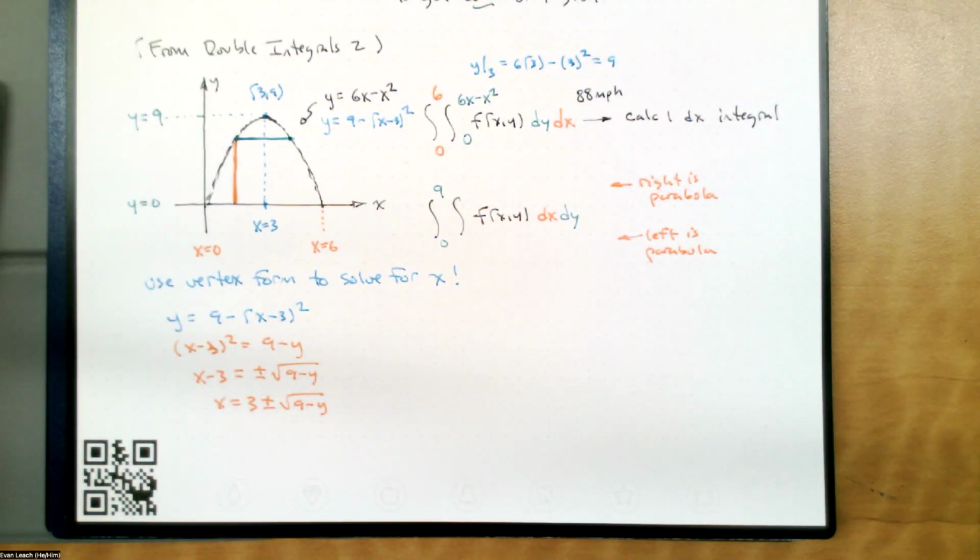The x coordinate of the vertex is the 3. The y coordinate of the vertex is the 9. That shows us that in the middle is the 3, and then plus or minus is the symmetry on either side of the axis of symmetry of 3. In this case, the 3 minus the square root, that's the left side of the parabola. 3 plus the square root is the right side of the parabola.